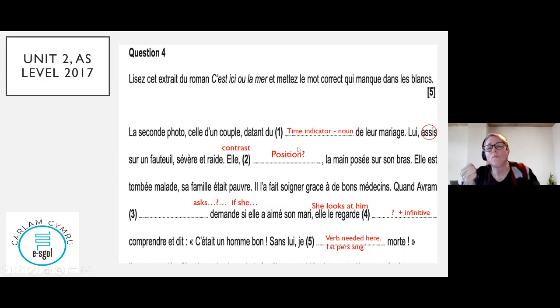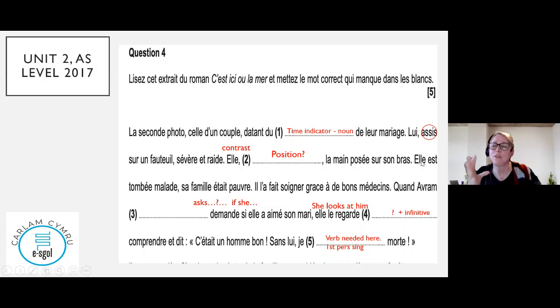Chances are we've just found out what he is doing, so what position is this person in? Elle, sa main posée sur son bras: hand, resting on her arm, posed on her arm, positioned on her arm. So chances are we need a word to do with sitting, standing, something like that. What's the position? Okay, so we read a little bit more in the text.